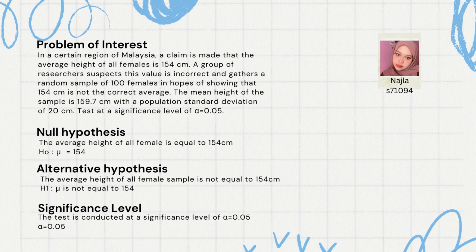For the null hypothesis, the average height of all females is equal to 154 cm, and the alternative hypothesis is the average height of a female is not equal to 154 cm. For the significance level, the test is conducted at a significance level of alpha 0.05.